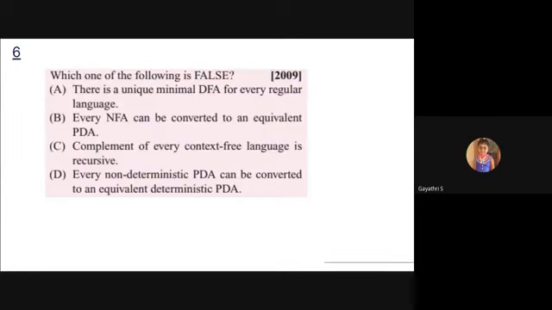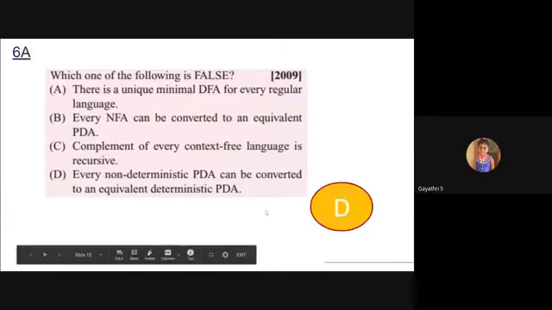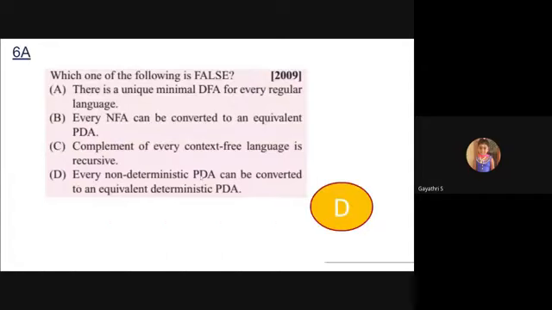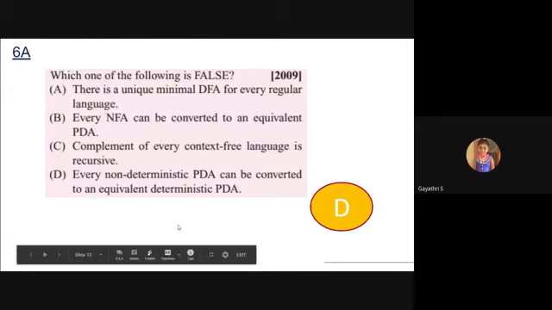D. Okay. Positive answer along with the question number. Yes, D is the right one. Every non-deterministic PDA can be converted to an equivalent deterministic PDA? No. Actually, I have mentioned this point while taking some problems in automata. We can't convert all NPDA to DPDA. It's not possible.